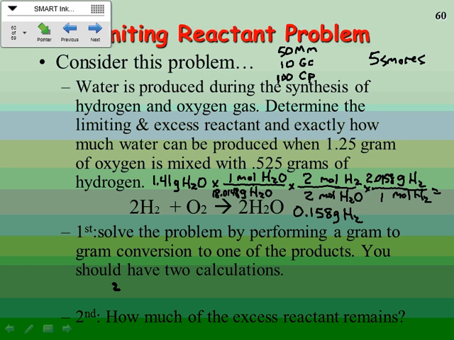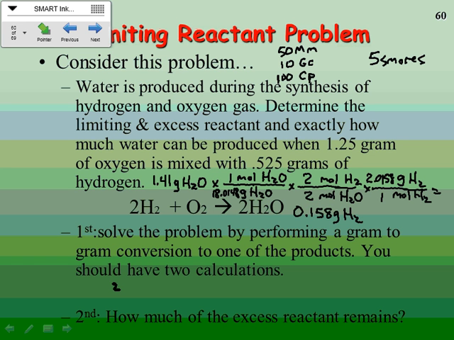We know we made 5 s'mores, okay? Now you can just look at this and tell, oh, it takes 5 marshmallows to make 5 s'mores, all right? What we just figured out was that it takes 0.158 grams of hydrogen to make 1.41 grams of water, okay? Now how many grams of hydrogen did we have? 0.525, right? That's how much we have. This is how much we needed. You see that?